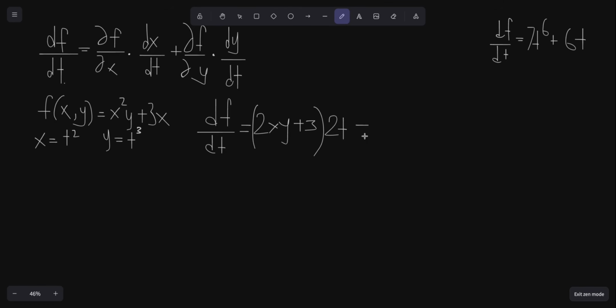Plus df dy. So you treat x as a constant now because you're letting y vary and you're seeing how the function changes with respect to only y. So x is treated like a constant, so this is just going to be x squared multiplied by dy dt. Well, what is dy dt? So you differentiate both sides of this with respect to time. So this is just going to be dy dt is equal to 3t squared.